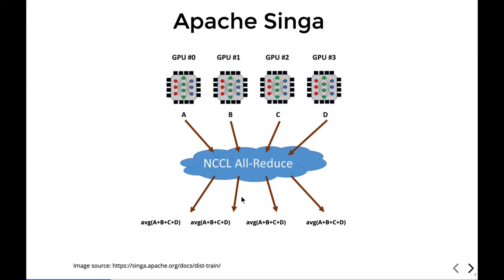So Apache Singa provides a simple API to solve these issues. Let's say in this example, we have four GPU machines running the training stage in parallel, ranked 0, 1, 2, and 3.